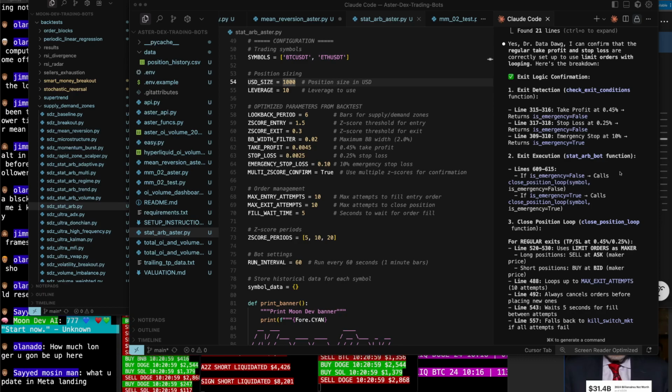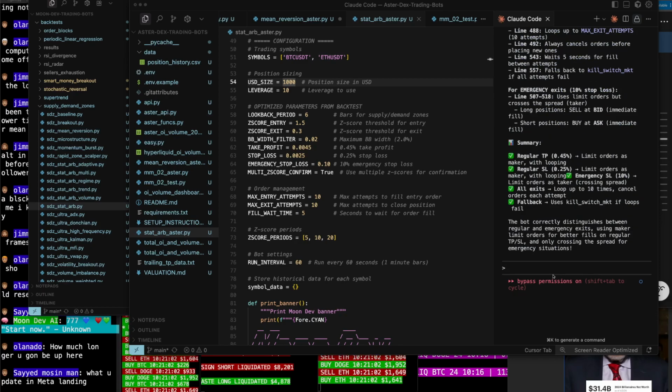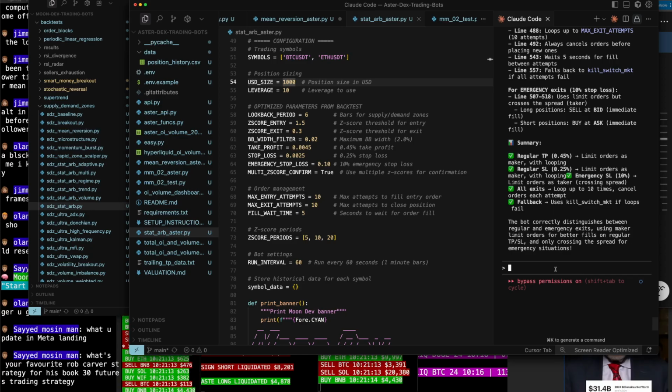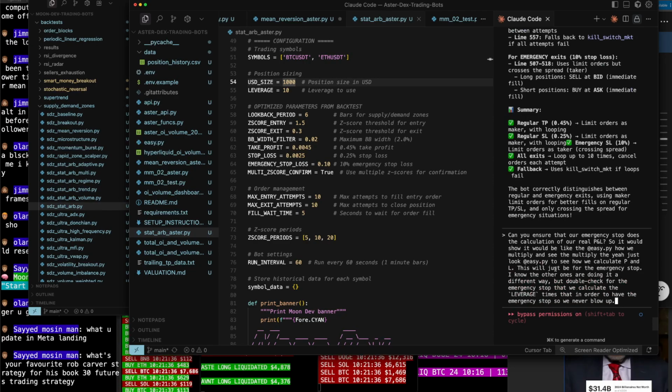Emergency stop at 10%. Can you ensure that our emergency stop does the calculation of our real P&L? It would be like the easy.py, how we multiply. Just look at easy.py to see how we calculate P&L. This will just be for the emergency stop. I know the other ones are doing it a different way, but double check that for the emergency stop we calculate the leverage times that in order to have the emergency stop so we never blow up. That's very important.